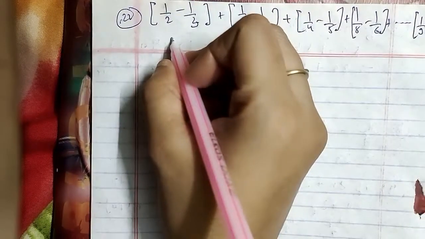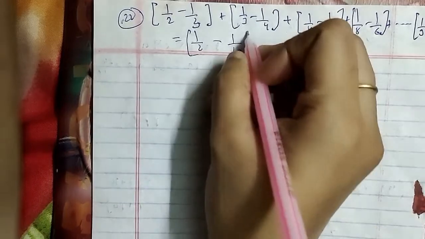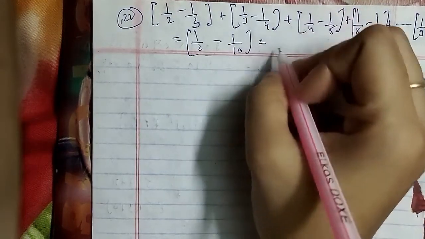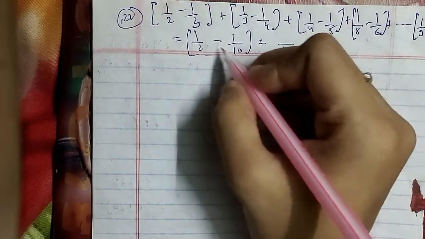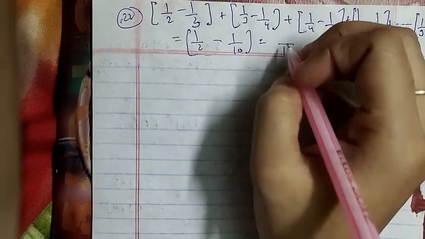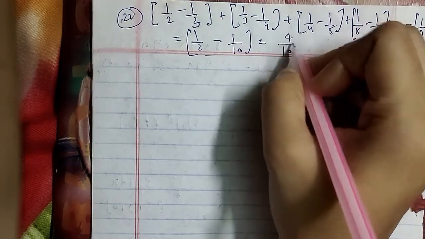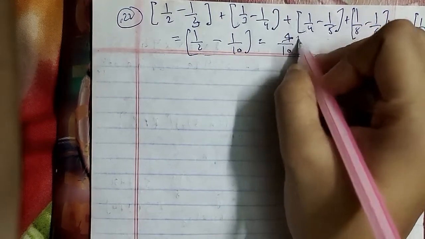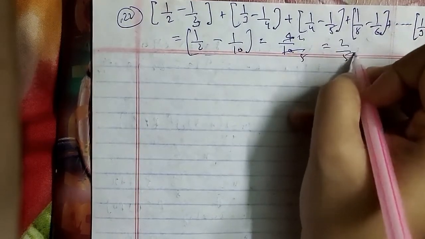That leaves us with 1 upon 2 minus 1 upon 10. Taking the LCM, we get 10: 5 minus 1, that will be 4. So 4 upon 10, which we cancel to 2 upon 5. The answer will be 2 upon 5.